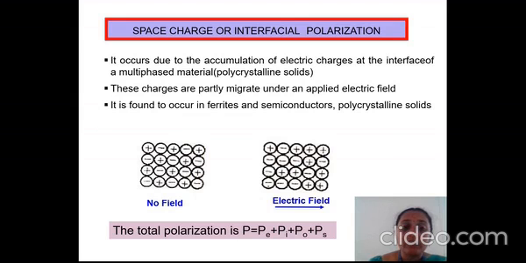Next one is space charge or interfacial polarization. This type of polarization usually occurs in multi-phase material, for example polycrystalline material, in which the electric charges are partially migrated on the application of an electric field. It is usually found in ferrites, semiconductors, and polycrystalline material. The total polarization is represented by the letter P. It is the sum of electronic polarization PE plus ionic polarization PI, the orientation polarization PO, and space charge polarization.